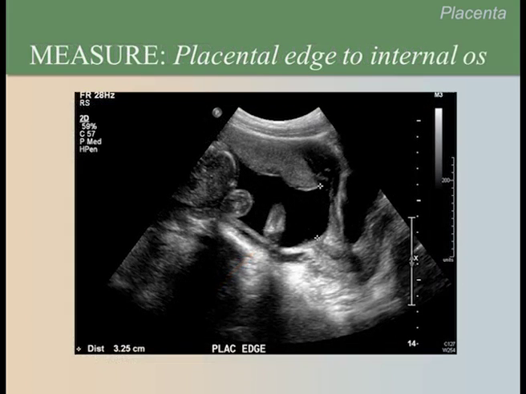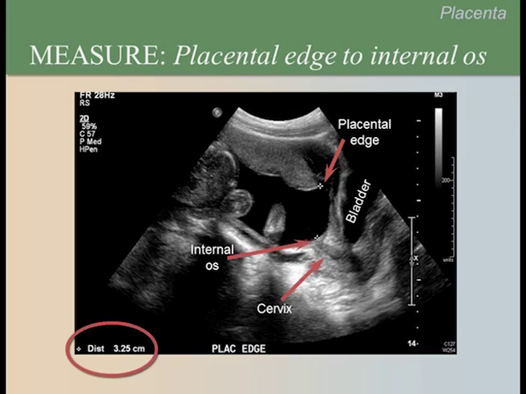In this image, please locate the lower edge of the placenta. Again, please pause the video and ask for a volunteer to point out the placental edge, placenta, and internal os. First, we will label the placental edge and the bladder. Next, we show the cervix. Here is the internal cervical os.